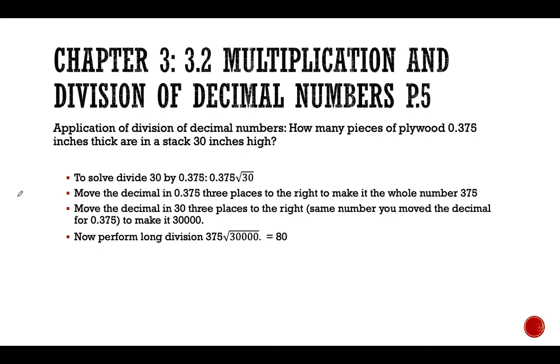Another application, an application of division. How many pieces of plywood 0.375 inches thick are in a stack 30 inches high? To solve this, we need to divide 30 by 0.375. So we first have to make 0.375 a whole number. To do that, we move the decimal 3 places to the right to make it the whole number 375. Now we have to move the decimal in 30 3 places to the right, the same number you moved it for 0.375, to make that 30,000. Now your problem is 30,000 divided by 375, which equals 80.